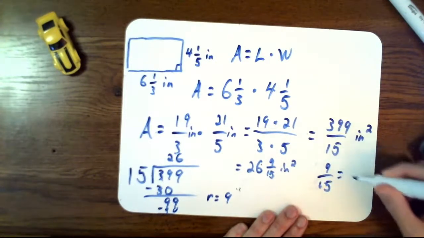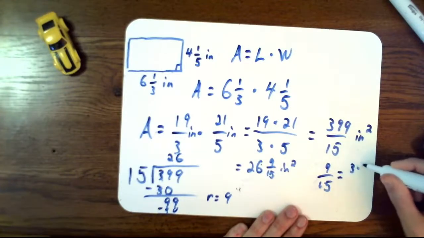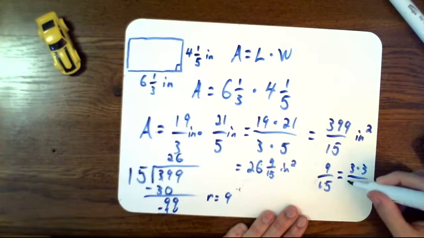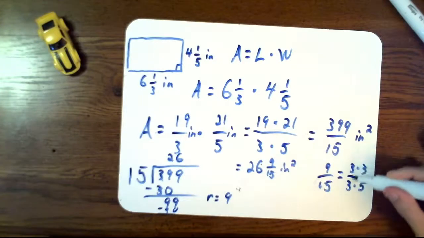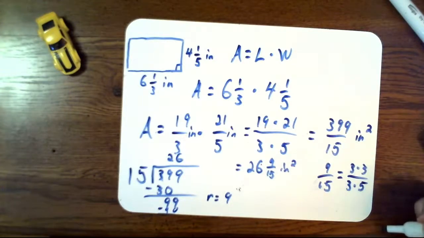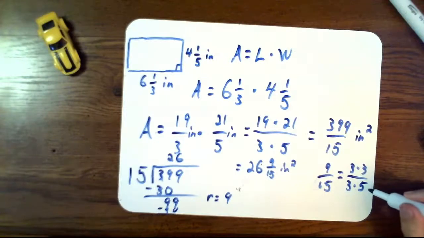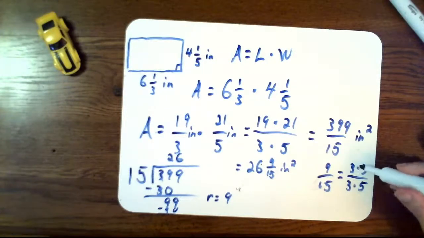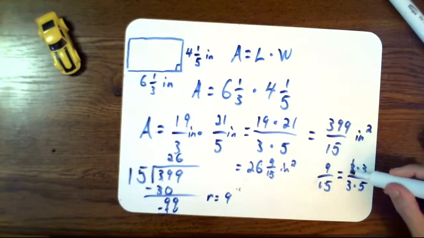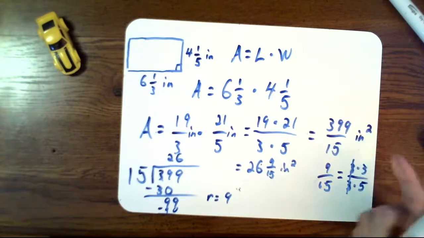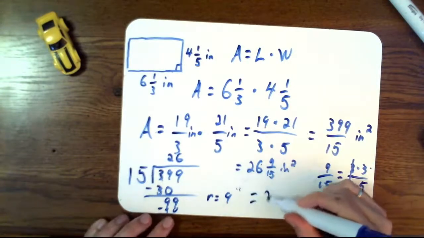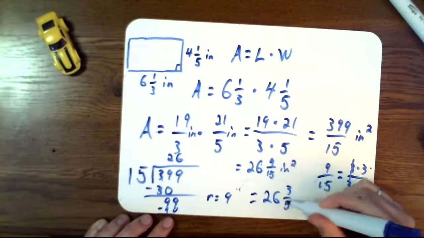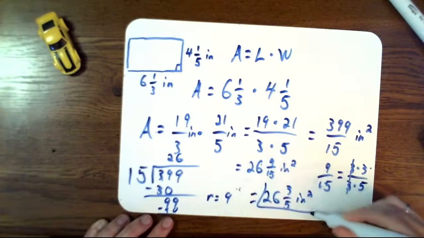What are the prime factors of 9? 3 times 3. What are the prime factors of 15? 3 times 5. So the greatest common factor that these two numbers share is a 3, and you can see them stacked vertically right here. This 3 is uncommon, this 5 is uncommon, but these 3's are common, so this is the greatest common factor, and they cancel each other out, because 3 divided by 3 is 1. So what's left over? 3 over 5. So we can reduce this to 26 and 3/5 inches squared.